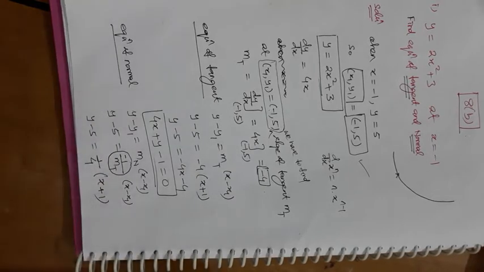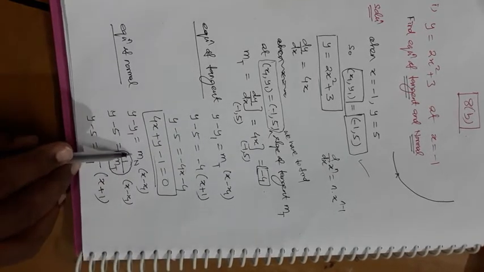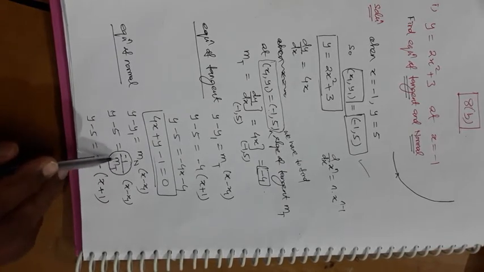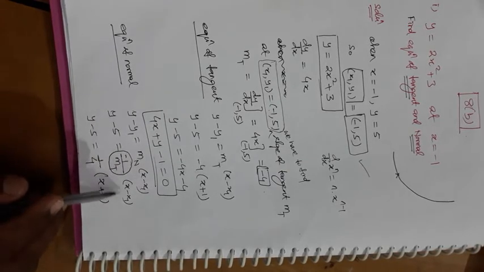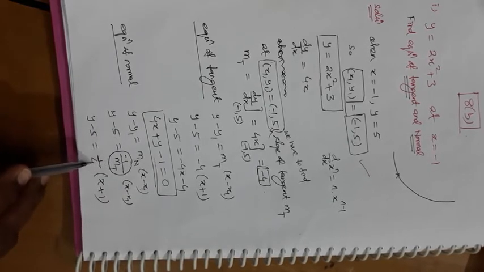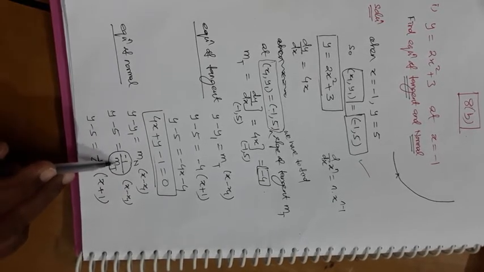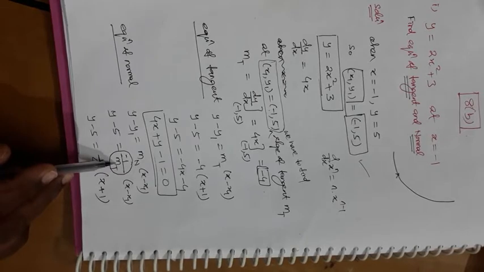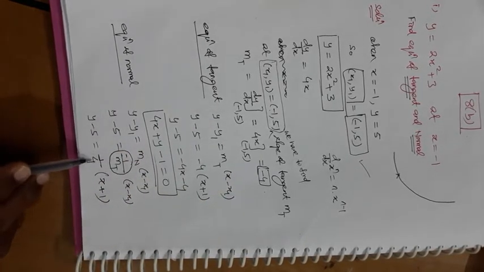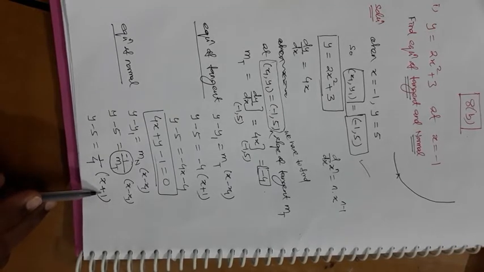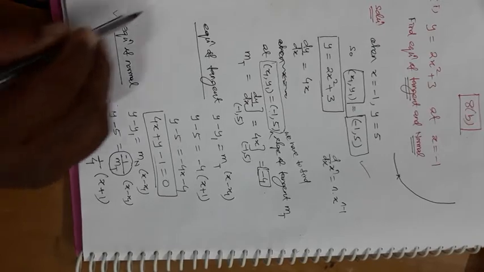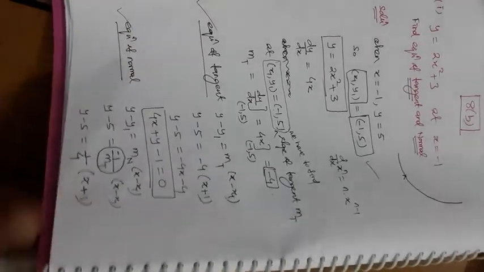What is the equation of normal? y minus y1 is equal to mn into x minus x1. y minus 5 is equal to mn, which means minus 1 by mt, into x minus x1. Tell me, what is mt? Minus 4. So it is minus 1 by minus 4, that is 1 by 4, into x minus x1, which means x plus 1. So you get the equation of normal and also the equation of tangent.